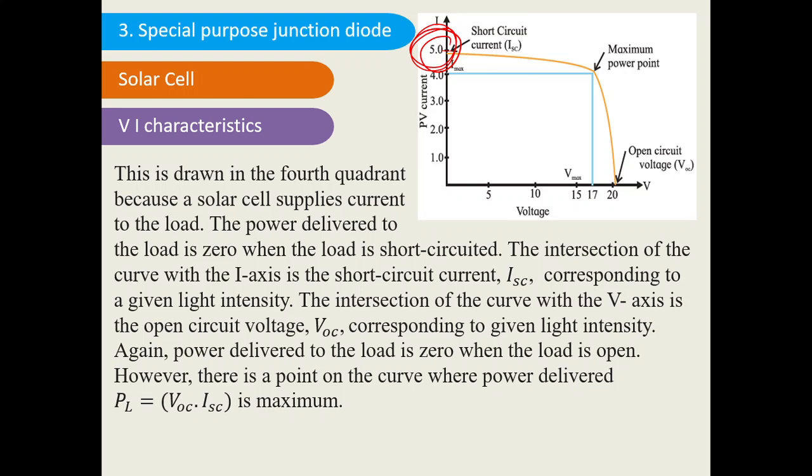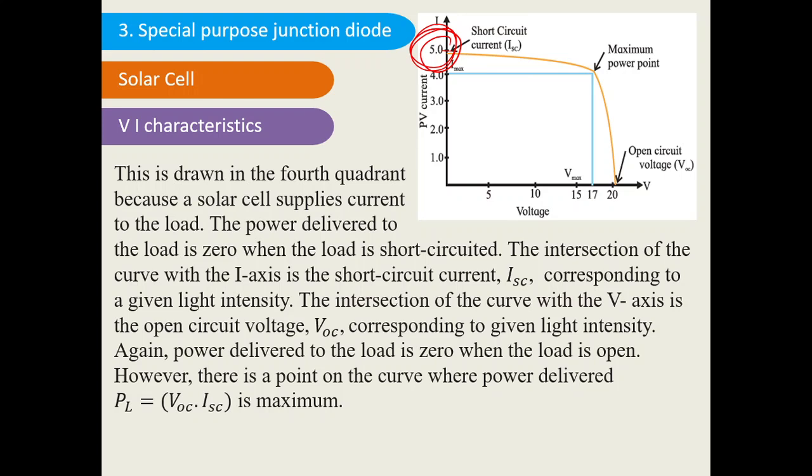The power delivered to the load is zero when the load is short circuited. The intersection of the curve with the I-axis is the short circuit current, denoted by ISC, corresponding to a given light intensity. The intersection of the curve with the voltage axis is the open circuit voltage, which is denoted by VOC.